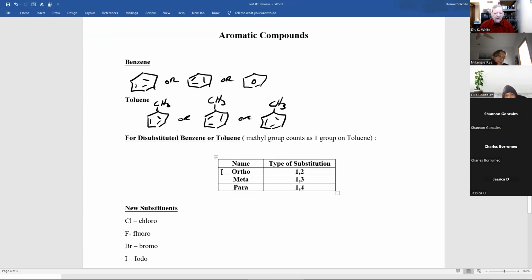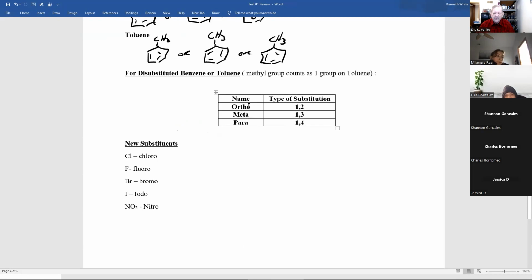Now, when you have di-substituted benzene or toluene, the methyl group counts as one of the groups, we use the prefix instead of numbers: ortho for 1,2 di-substituted, meta 1,3, para 1,4. And later today, I'll be going through the aromatic problem set, and we'll go through some of these.